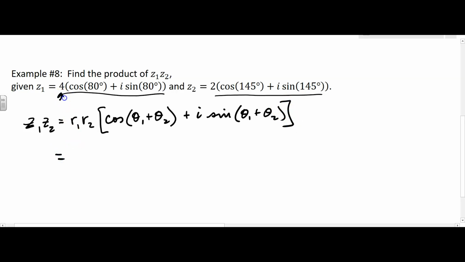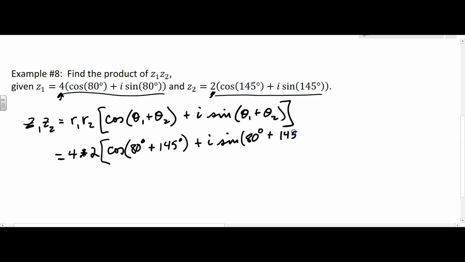So my r here for z sub 1, my r sub 1, is 4. And then that's going to be times 2, so that would be the r sub 2. And then it's going to be cosine. My theta sub 1 is 80 degrees, and my theta sub 2 is 145 degrees. This time they have it in degrees. Sometimes they do that. Okay, so then what do I get? I get 8 cosine, and then what's 80 and 145? 222, or I'm sorry, 225.